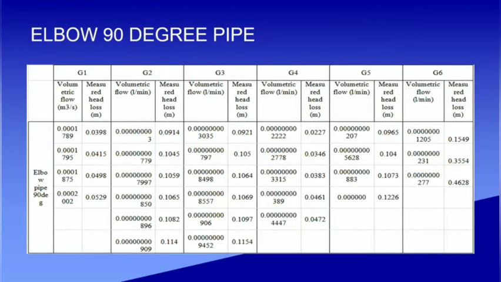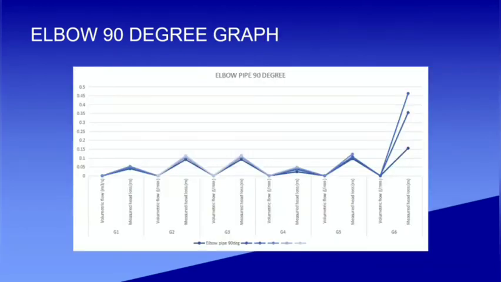For elbow 90 degree, this is our second condition. As with the straight line pipe data, from group 2 until group C, we have to convert the unit liter per minute into meter cube per second. We calculate, then we got this data and construct the graph. This is the shape of the line graph for elbow pipe 90 degree.